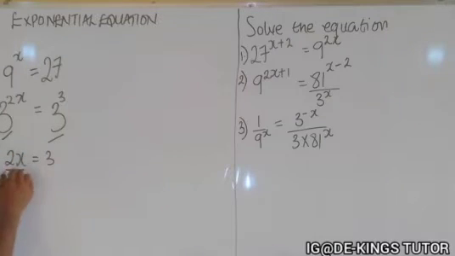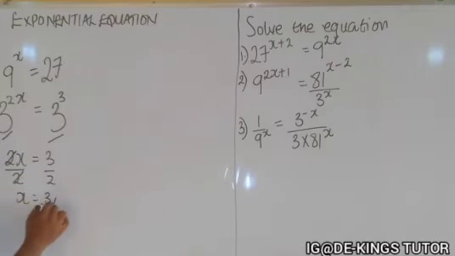We divide both sides by 2. So our x is not equal to 3 over root 2. So that's how to solve exponential equations. Now we have these complex ones that I'm going to solve now.